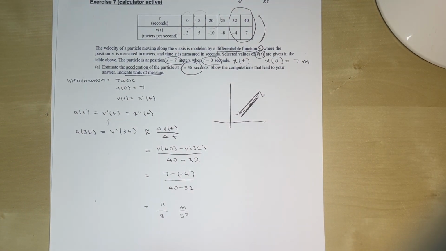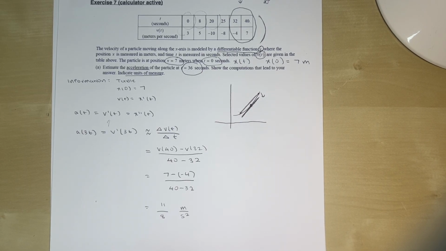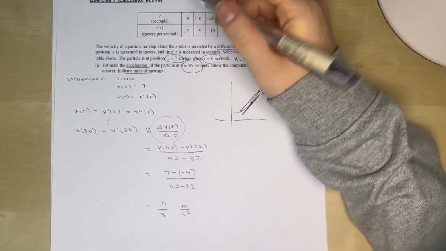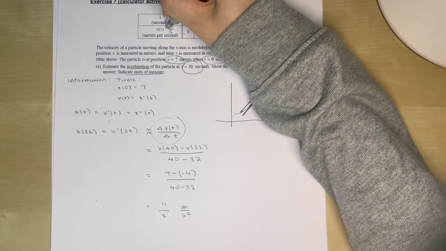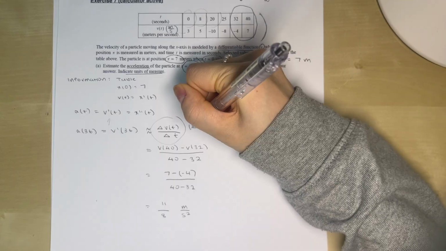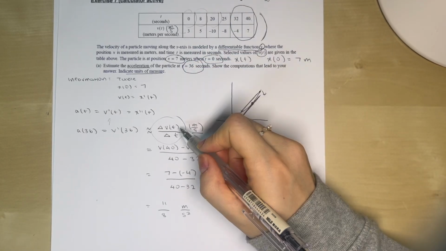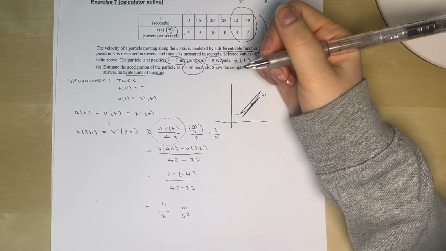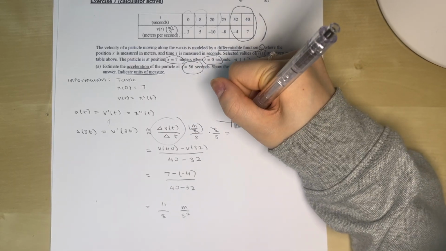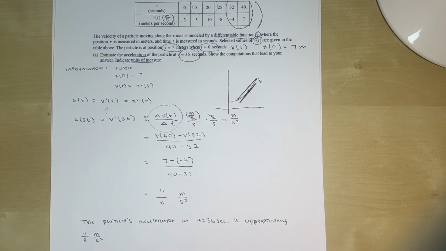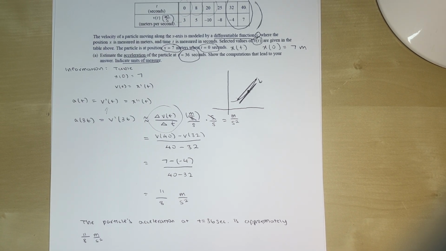The final part of this question is to indicate the units of measure. Some of you may know already that this is going to be meters over seconds squared, but if you want to know why, we can take a look at this section. We know that v of t is in meters per second, or meters over second as given here. So we're going to do meters over seconds divided by t, which is in seconds again. If we multiply that by 1, or s over s, we see that these cancel, and you get meters over second squared. Thus, the particle's acceleration at t equals 36 seconds is approximately 11 over 8 meters over second squared.